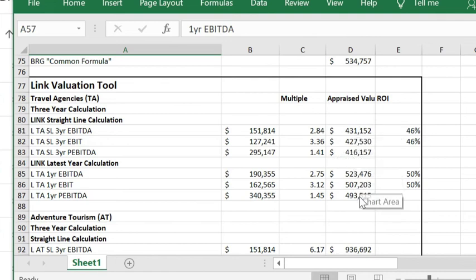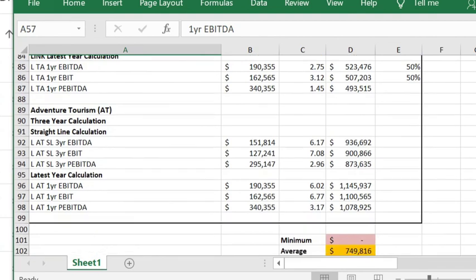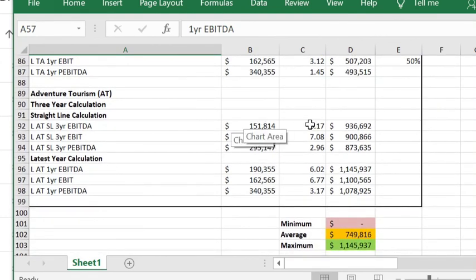some pretty underwhelming numbers, so not even $500,000, and for adventure tourism a little bit different. And we weren't really entirely sure what category my business actually fit into. There wasn't a great deal of historical data of tour operators selling, so we had to look around for different categories that it would fit. So adventure tourism and travel agencies were two that we felt were the closest fits.